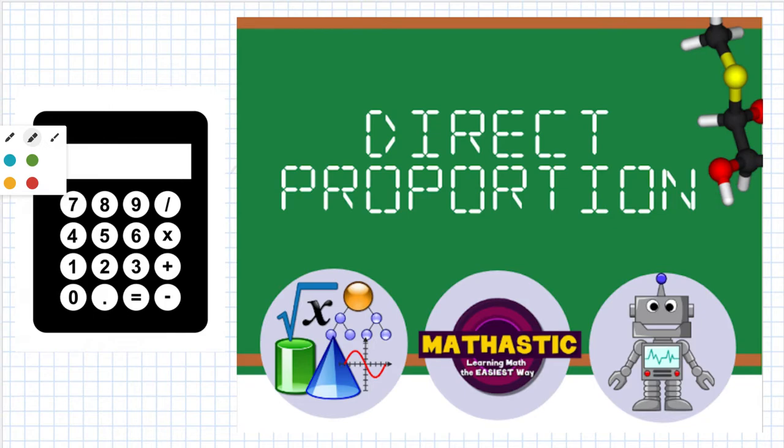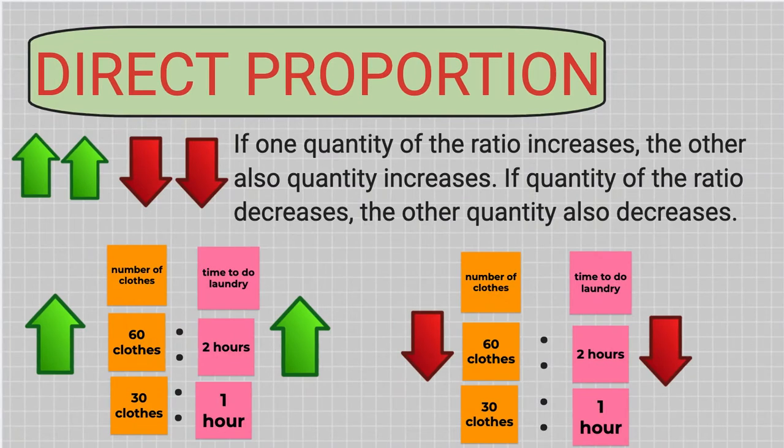Hey everyone, today I will be discussing all about direct proportion. Now let's try to find out what we mean by a direct proportion. If one quantity of the ratio increases, the other quantity also increases. If one quantity of the ratio decreases, the other quantity also decreases.